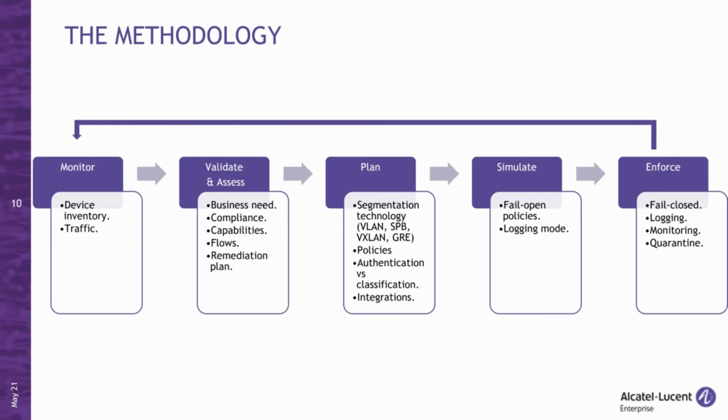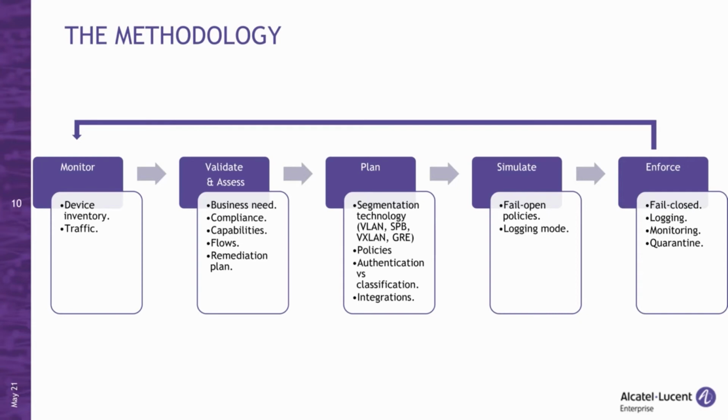Phase 4 is simulate. No matter how much we plan, it's unlikely that we will get it right the first time. Any error in the design of the authentication scheme, any omission that we make in the security policy allow list will result in a broken business process. What we do in the simulate phase is to apply authentication and policies, but in a fail open mode. What this means is that devices that fail to authenticate will still be allowed on the network, and unexpected traffic flows will still be allowed. But all of these will be logged, and with these logs, we can refine those authentication and policy schemes later on.